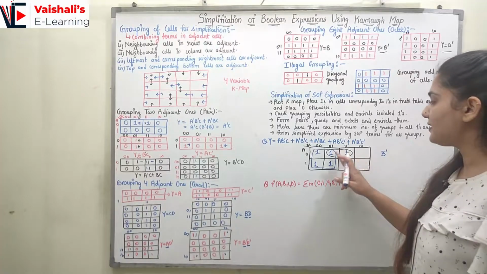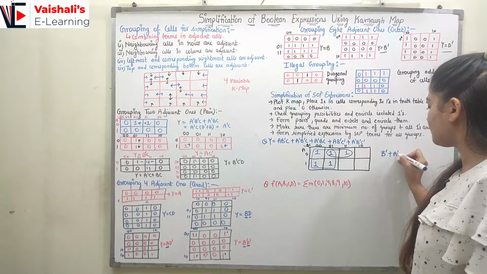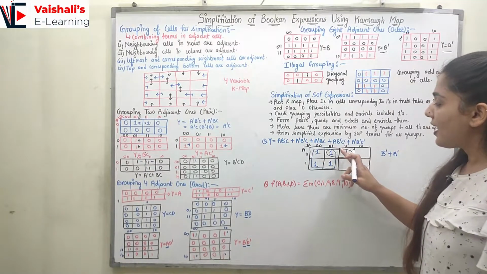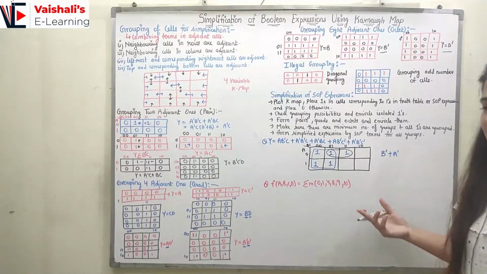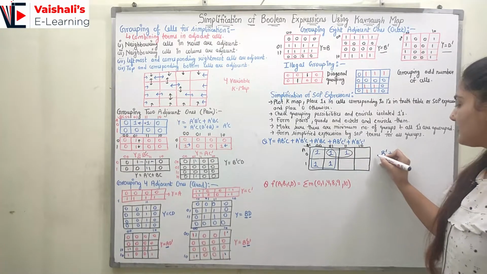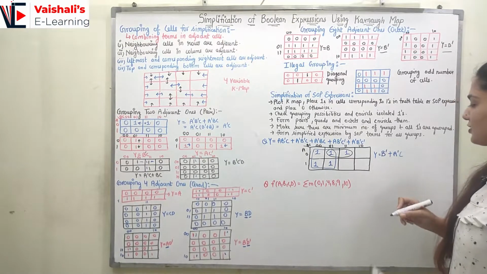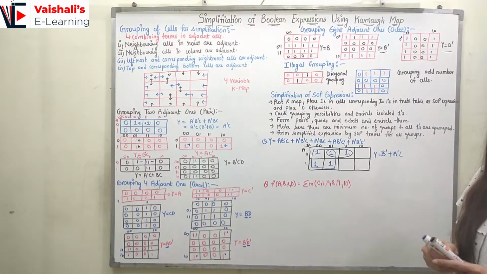Now here if I see this pair, for this pair A is 0, so A is 0 is represented as A dash, and over here if I see B, B is changing from 0 to 1, I will eliminate B, and if I see C, C is 1 and 1, so A dash C. So y is equal to B dash plus A dash C is my simplified expression for this question, right?